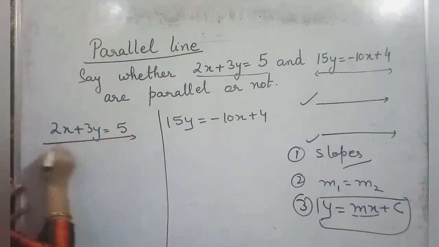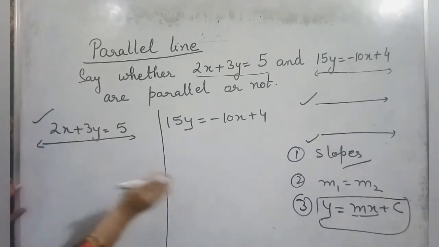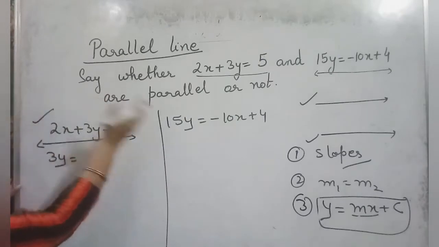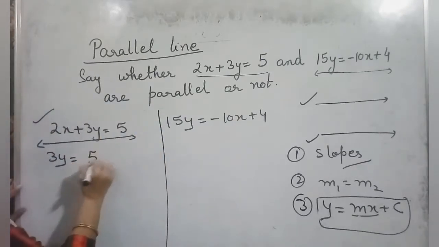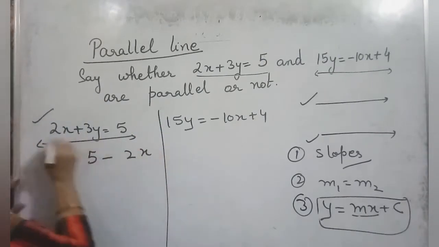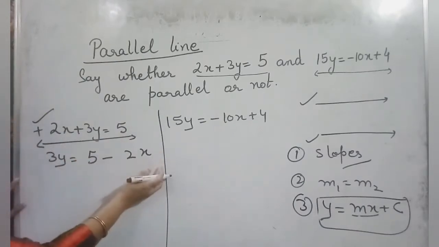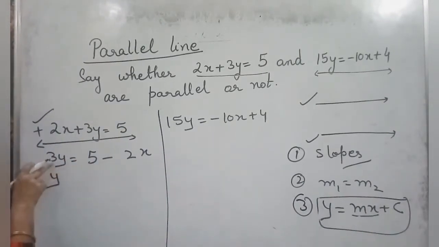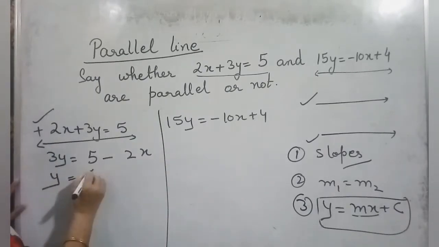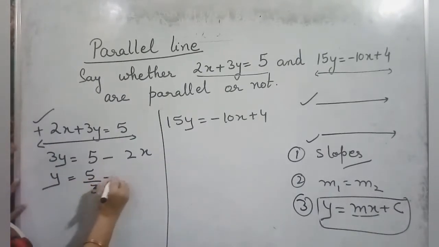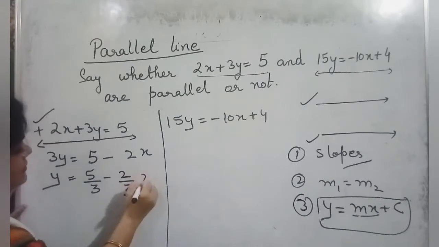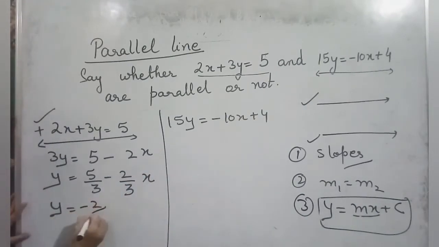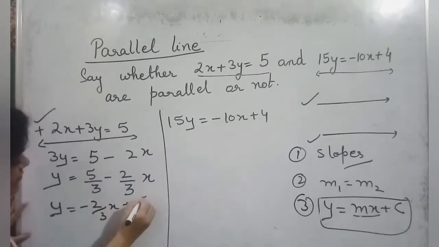Now we just transform this equation of line into the slope intercept form. We have 3y is equal to, we take this over here, 5 minus 2x, because it is plus over here, and when it goes over here it becomes minus 2x. Now we divide by 3 overall, so we have y equals 5 by 3 minus 2 by 3x. Now we can write it as minus 2 by 3x plus 5 by 3.